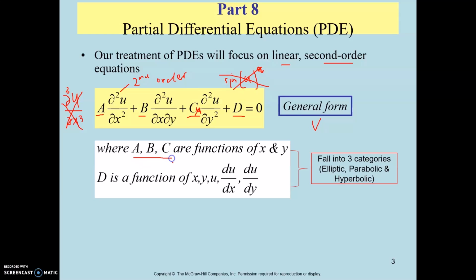A, B, C, D might be constants. They might also be functions of X and Y. If they are in X and Y, it's still a linear PDE, unless you have U, then it's non-linear. So A, B, C, D are not only constants, they might involve X and Y, which are the independent variables. If you have this, then we have a linear PDE.